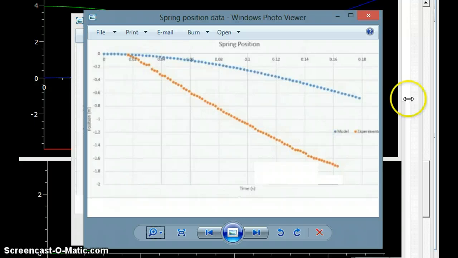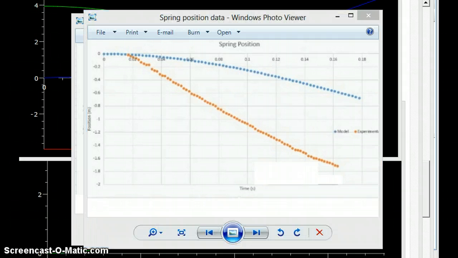Here is the position of the spring, and as you can see in both cases, the position of the spring decreases exponentially, but there is some difference because the spring constant, the spring mass, and the length of the slinky are all unknown. So the data from Lab 8 had to be used.